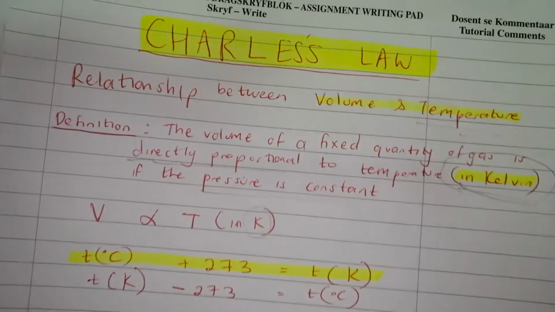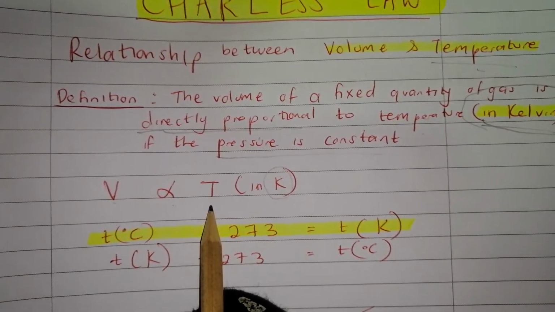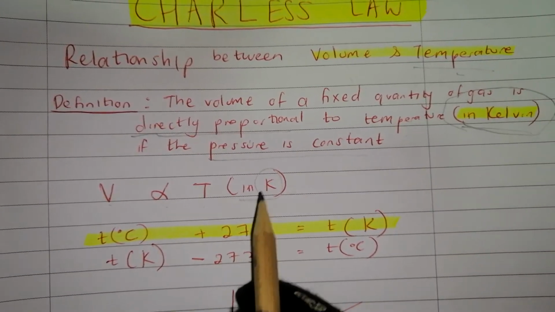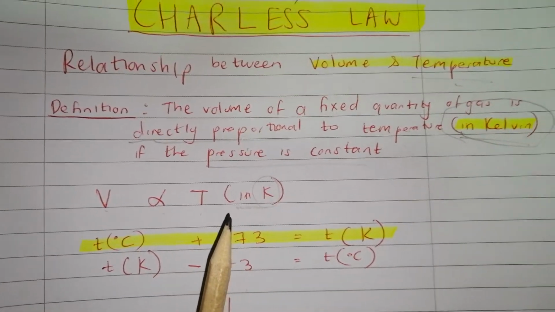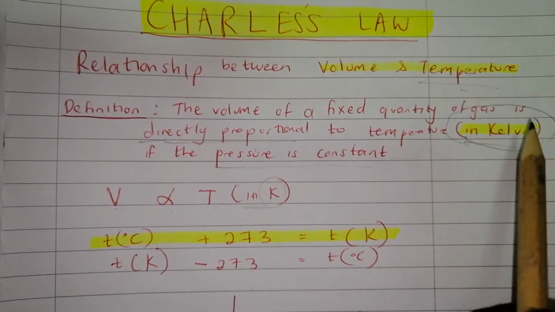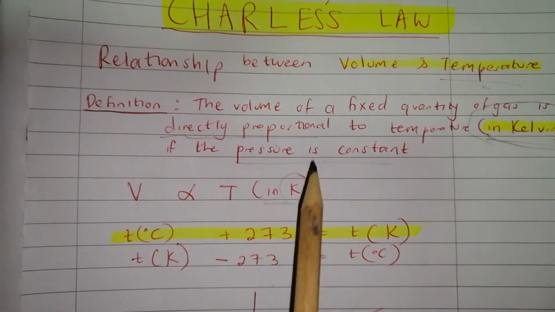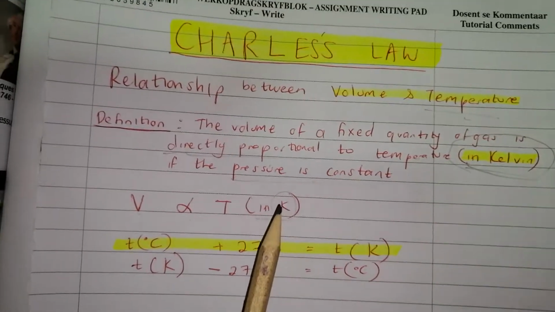Right, so Charles' law states that volume is directly proportional to temperature only if the temperature's units are in Kelvin and the pressure has to be constant. Now again, like with Boyle's law, please learn this definition as is and do not forget to mention that pressure must be constant, otherwise you're not going to get full marks.